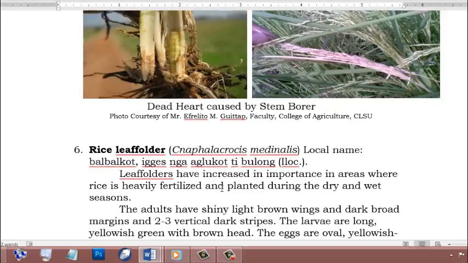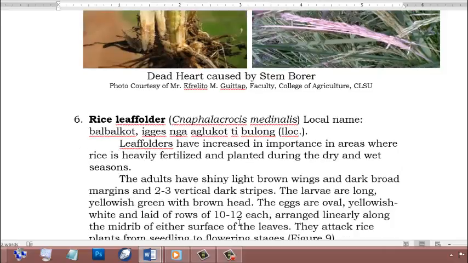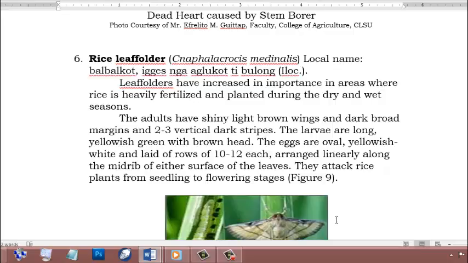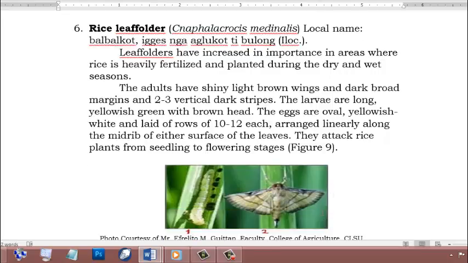Leaf folders have increased in importance in areas where rice is heavily fertilized and planted during dry and wet season. The adults have shiny light brown wings and dark broad margins and 2 to 3 vertical dark stripes. The larvae are long, yellowish green with a brown head. The eggs are oval, yellowish white, and laid in rows of 10 to 12 each, arranged linearly along the midrib of either surface of leaves. They attack rice plants from seedling to flowering stage.